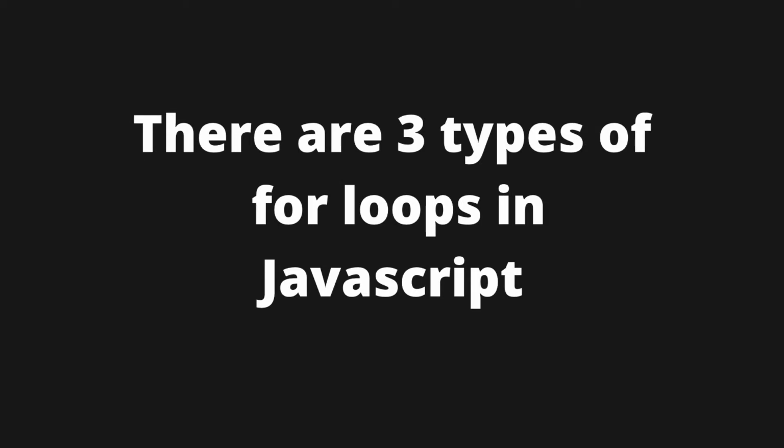There are three types of for loops in JavaScript, and the first of them is a regular for loop, which we will see in a minute. The second of them is the for in loop. We will also discover that one. The third one is the for of loop. So let's start having a look at them, and we will understand why and how we can use them in the future.